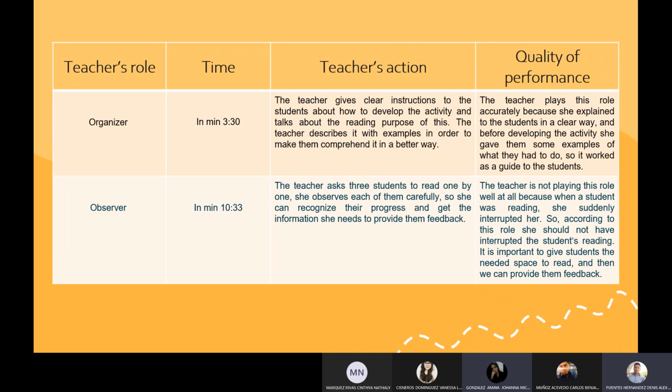However, within that, the teacher is not playing this role well at all, because when a student was reading, she suddenly interrupted her. According to this role, she shouldn't have interrupted the students' reading, since it is important to give students the needed space to read, and then when students have finished the reading, we can talk to them about the points being observed. So that's it. Thank you. All right. So next, please.